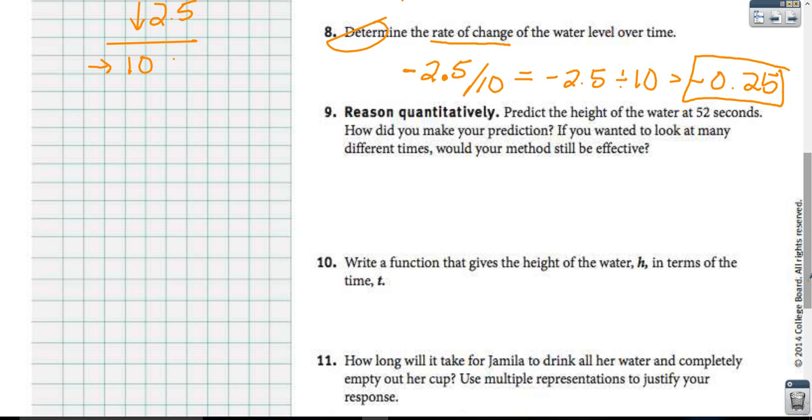Okay. Predict the height of the water at 52 seconds. Okay, so we know, if we look at our table, it said that time was on the left and height was on the right.